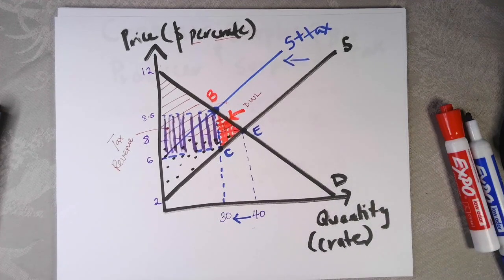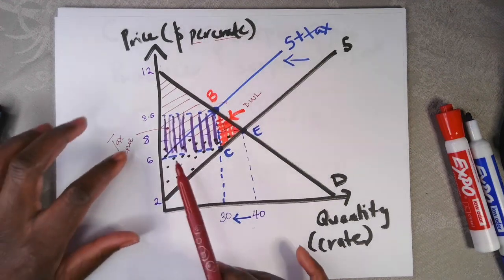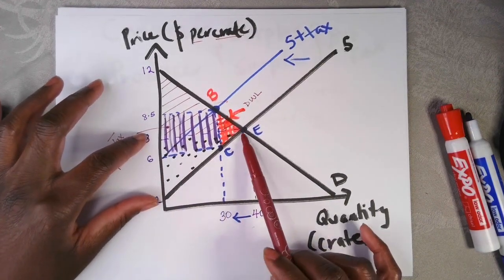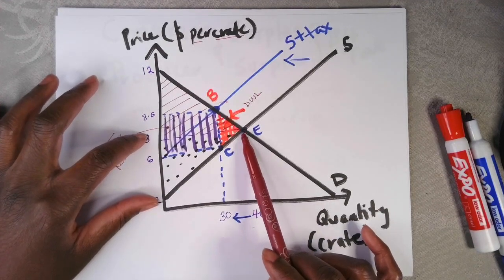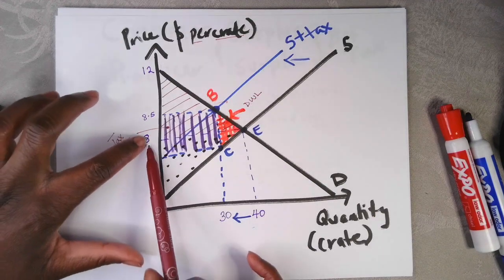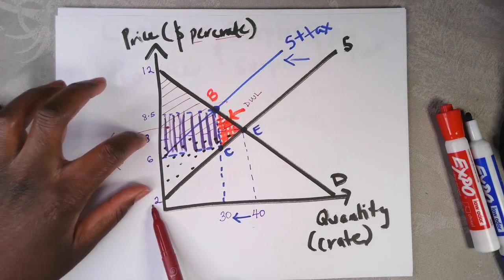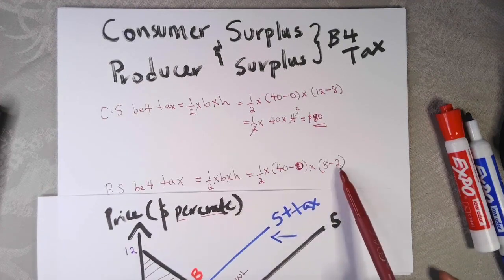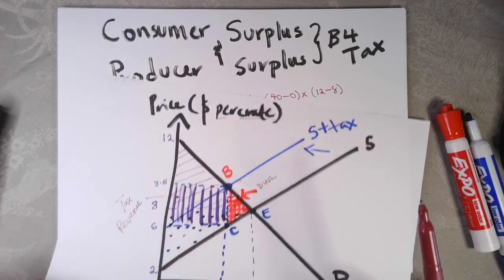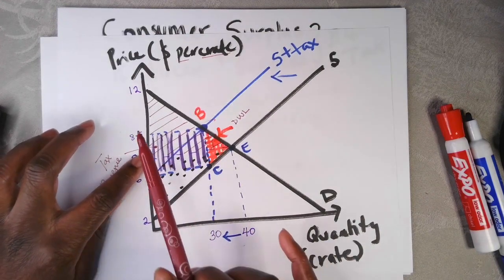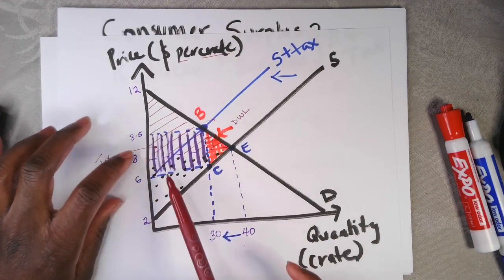Now, what about producer surplus? Before the tax, producer surplus goes from 8 to 2 to E. So the height here for producer surplus will be 8 minus 2. And the base here, it shares the same base as consumer surplus, right?